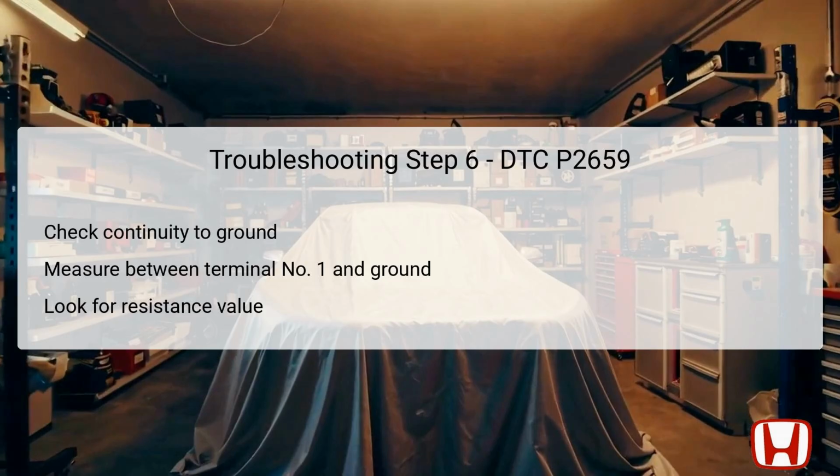The next step is to check for continuity between the rocker arm oil control solenoid A 2P connector terminal number 1 and body ground. To do this, the technician should use a multimeter set to the continuity function to measure whether there is an electrical path between these points. Confirming good continuity indicates that the electrical circuit is intact and that the solenoid has a proper ground connection.